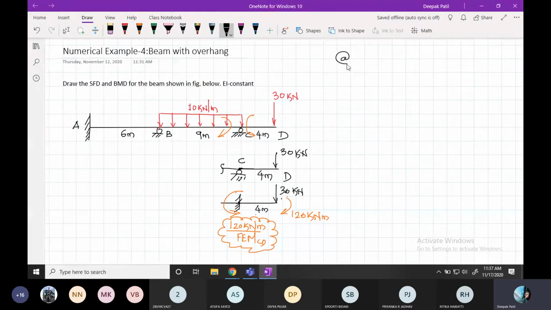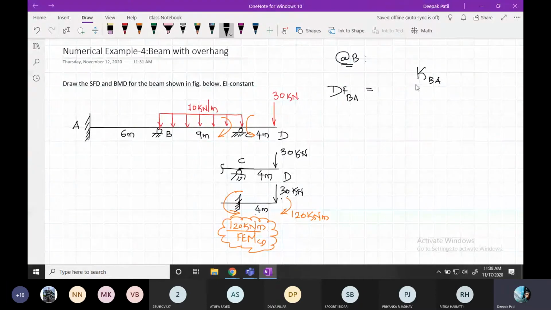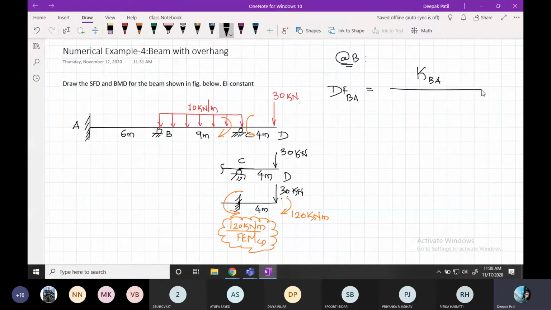So I will calculate first the distribution factor at B. Okay, so I will write the formula. Distribution factor of component BA I will calculate first. This is equal to, in the numerator, the stiffness factor of the component for which we are finding the distribution factor. So we are finding the distribution factor for component BA. So in the numerator, it should be KBA divided by summation of stiffness factors joining at that point.